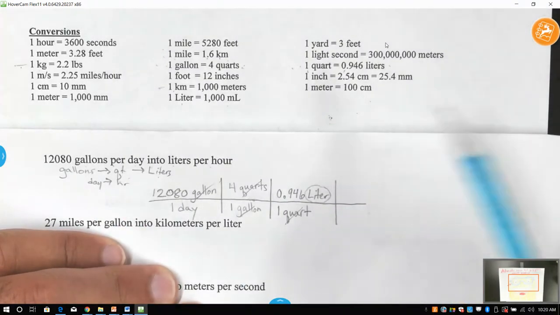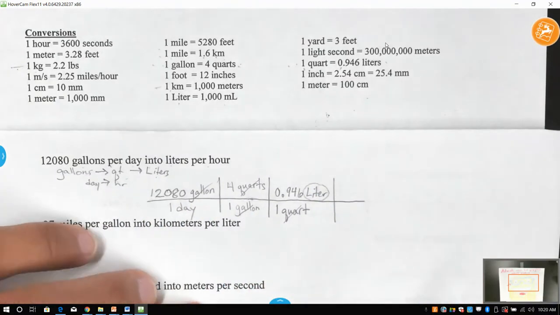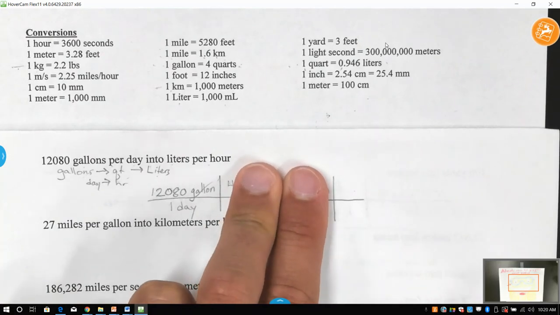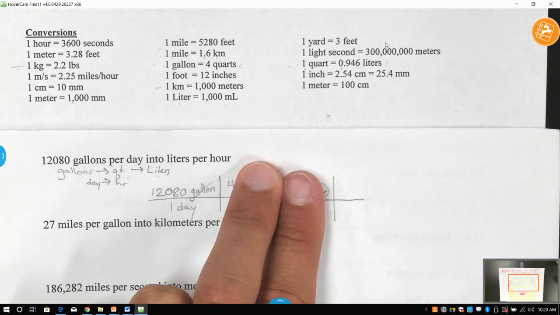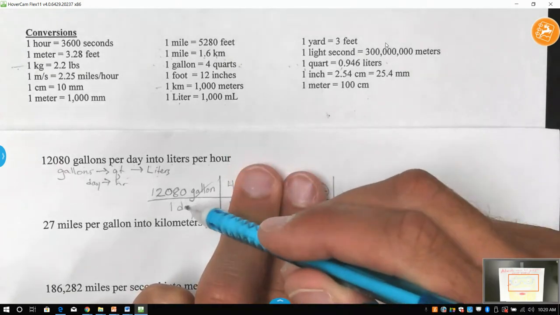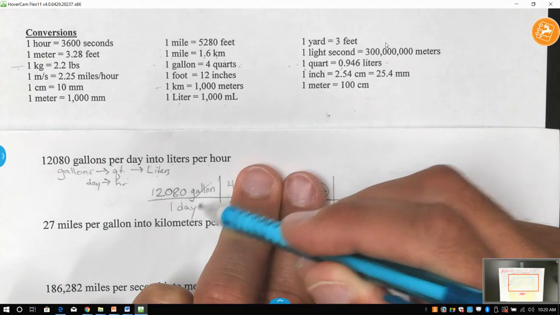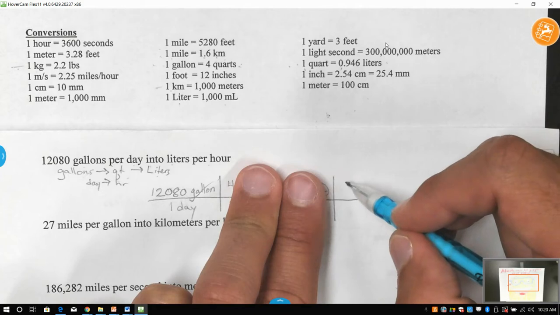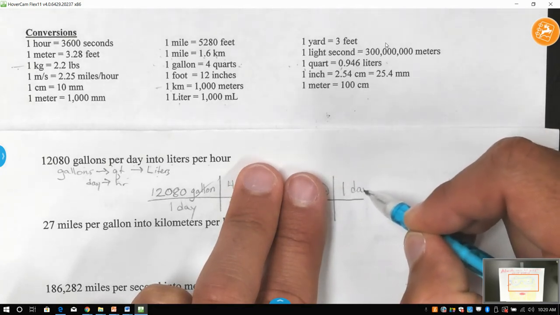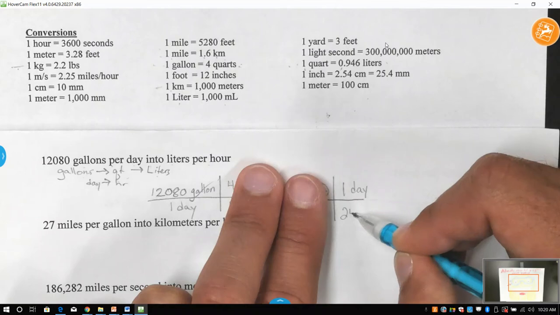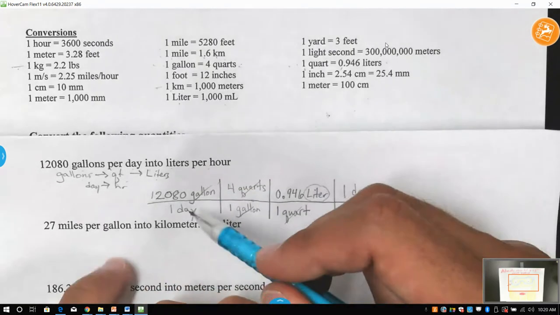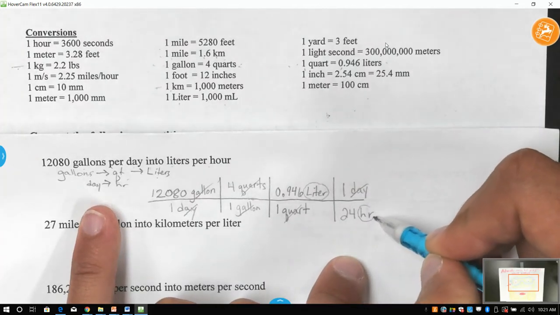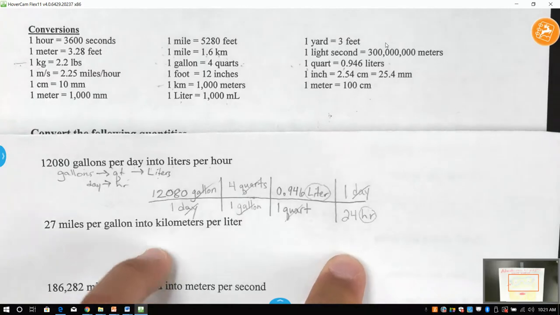And now I got to go from day to hour. So I'm basically pretending for a second like this stuff isn't there. What is the conversion for day and hour? 24 hours to 1 day. Since day is on bottom here, we need day on top, right? Does that make sense? Yep. So 1 day, and then the 24 hours would go on top. So day on bottom and day on top cancel, and that leaves us in the unit that we want down here, that per hour.